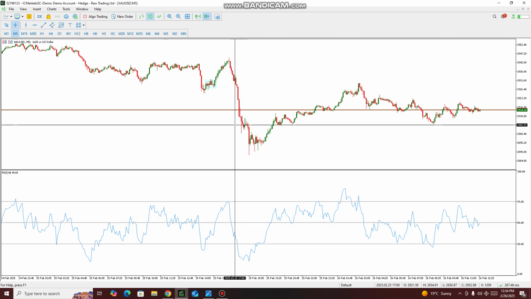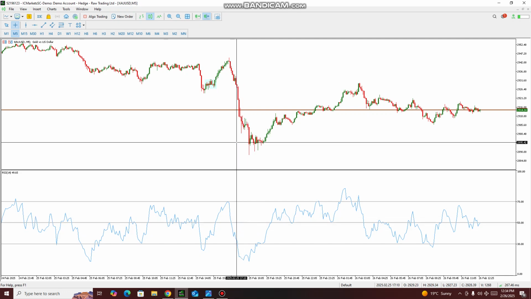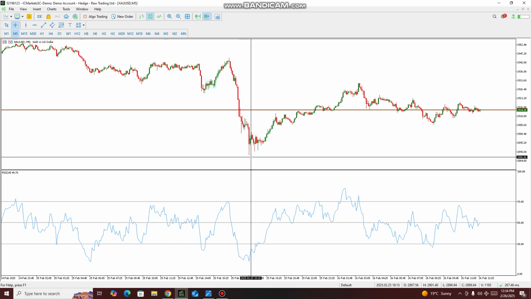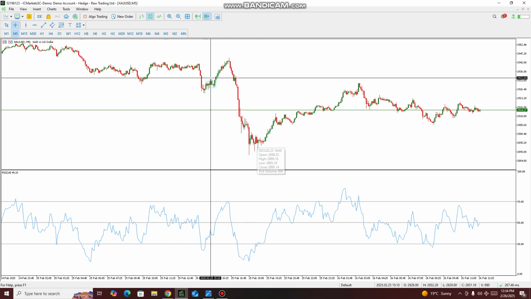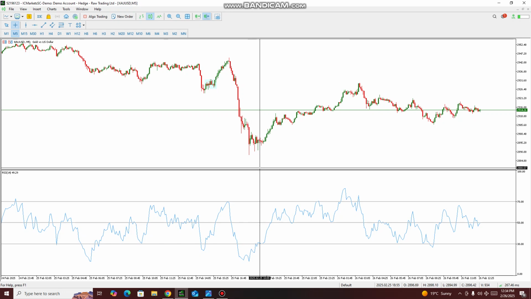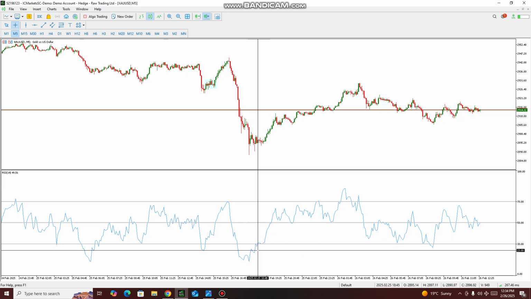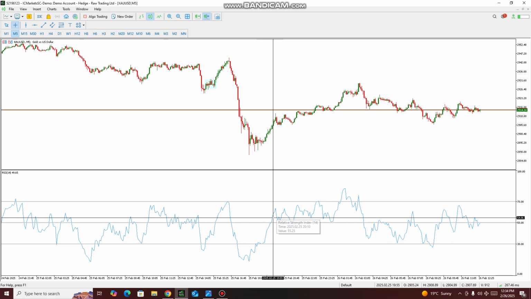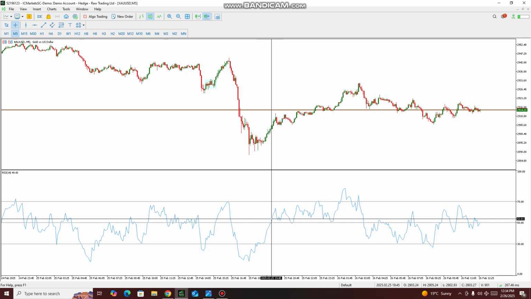Then the market started going down. Look at what happened. Immediately it hit the 30% level. It continued going lower and lower and started consolidating, just like it did here. The consolidation is below the 50% level, including the 30% level. Then immediately when it started trading above the 50% level, we look for buys.